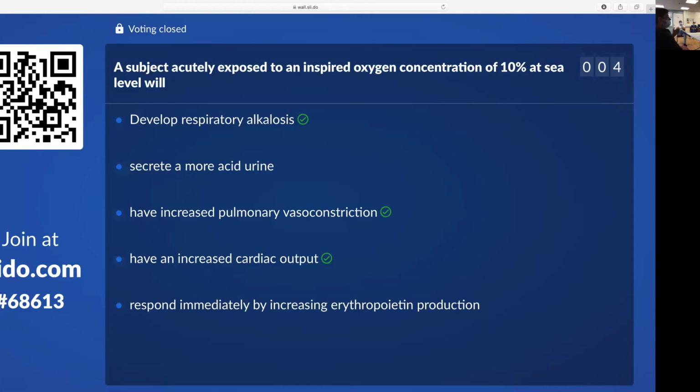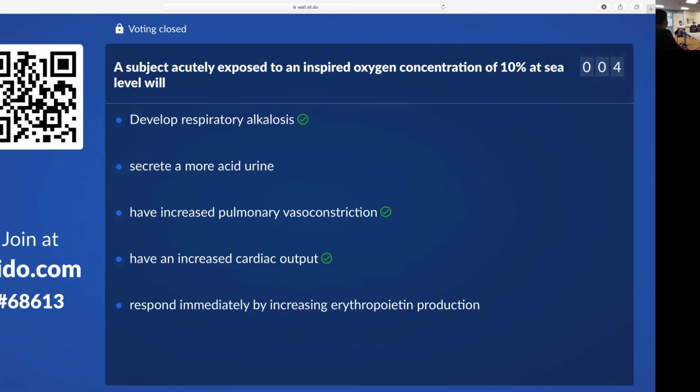Cool. So, a subject acutely exposed to inspired oxygen concentration 10% at sea level will secrete a more acid urine? No. Why not? Because you're becoming alkalotic, so you want to retain acid to maintain. Exactly. So you will compensate for your respiratory alkalosis by creating a metabolic acidosis. Yeah, so you'll retain acid. Absolutely perfect. We'll have increased pulmonary vasoconstriction.